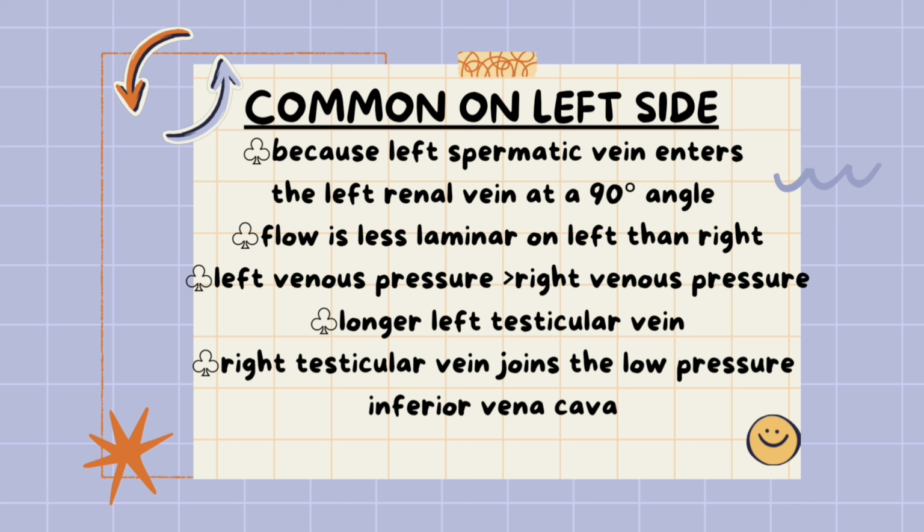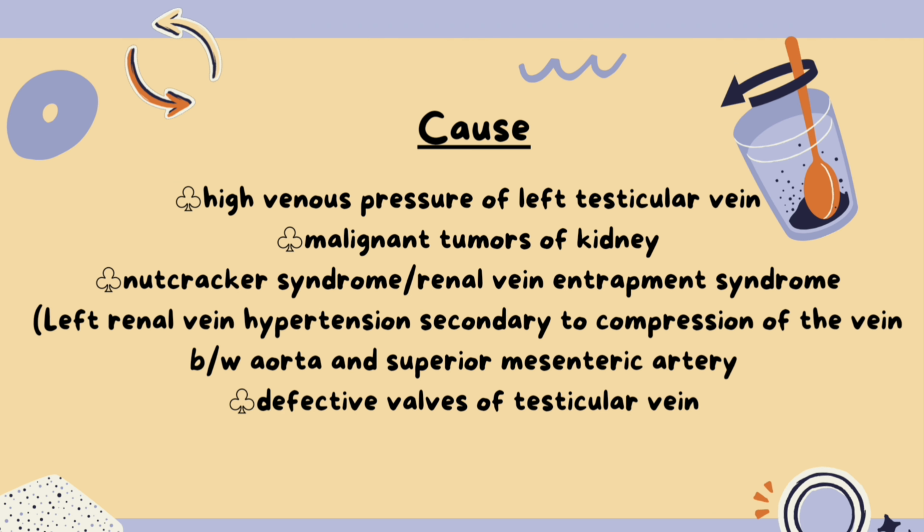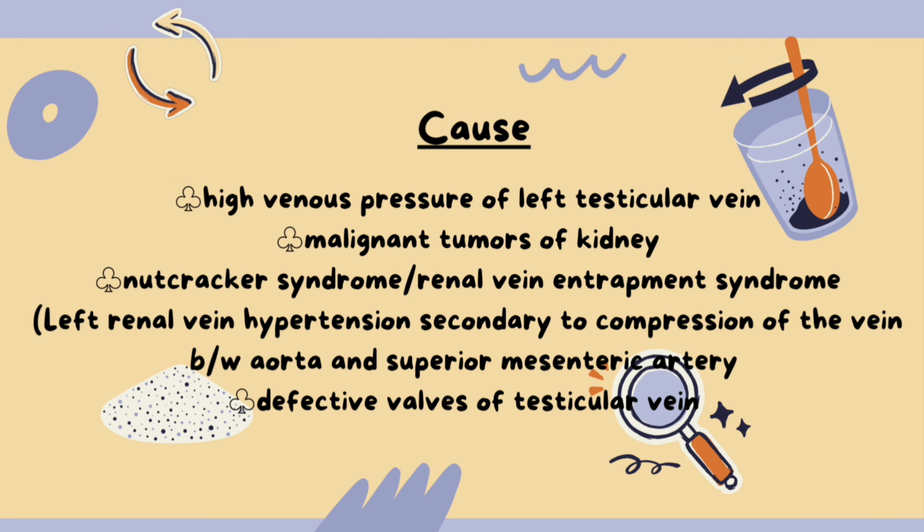Because the left spermatic vein enters the left renal vein at a 90 degree angle. Flow is less laminar on the left than the right, which causes the left venous pressure to be higher than the right venous pressure. The left testicular vein is longer, and the right testicular vein joins the low-pressure inferior vena cava, causing high venous pressure of the left testicular vein.